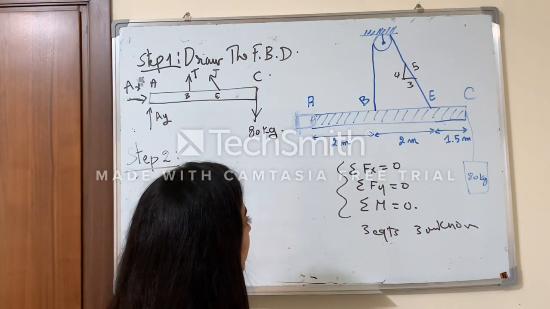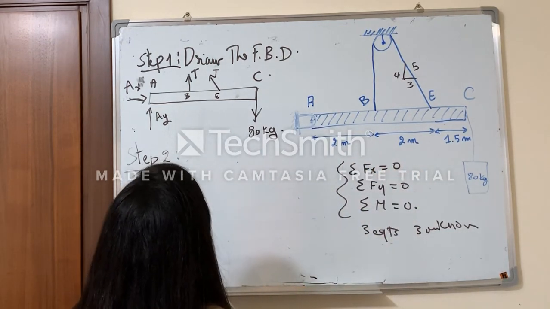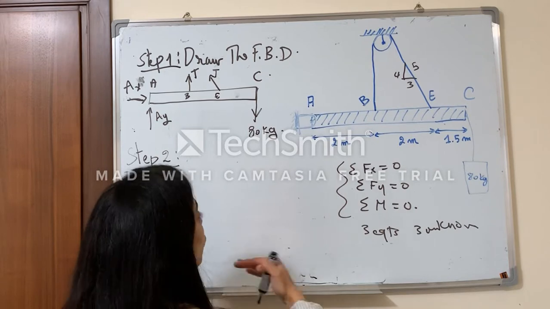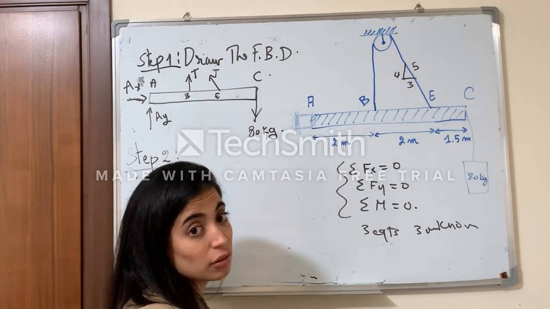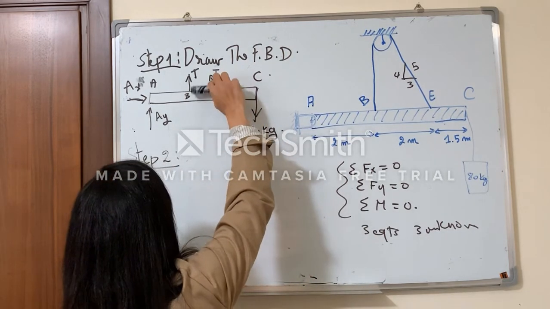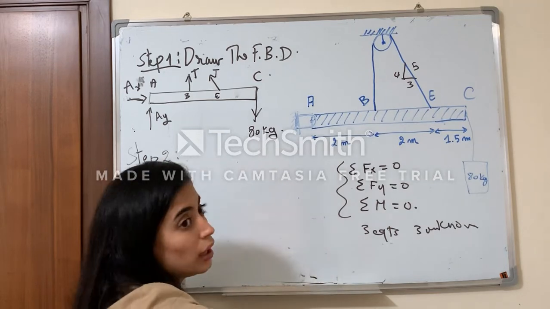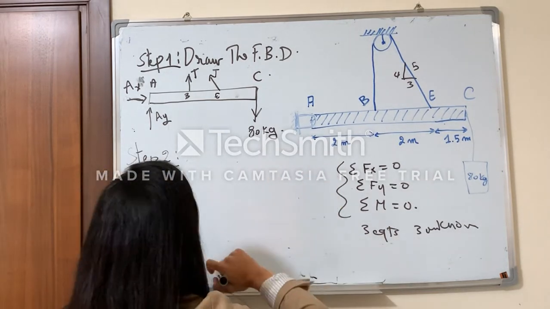So basically, what is the first equation? Sum of x is equal to 0. Do I have forces in the x direction other than Ax, of course? Yes, I have the projection of T on x, and I know, guys, that the projection of T on x is T times 3 over 5.